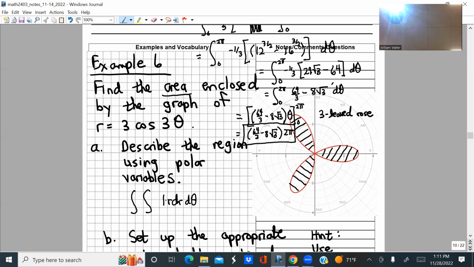They sound intimidating, but they actually turn out to be easy to set up. Not always easy to evaluate, but at least easy to set up. Triple integrals for computing volumes. Okay, so we'll stop there.